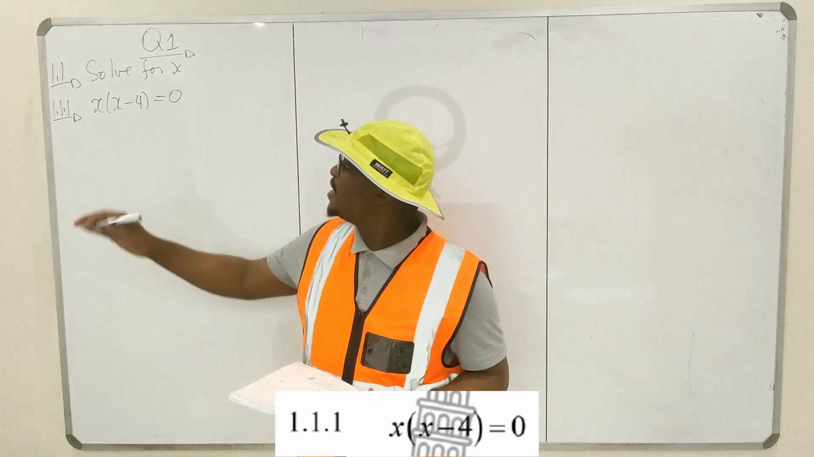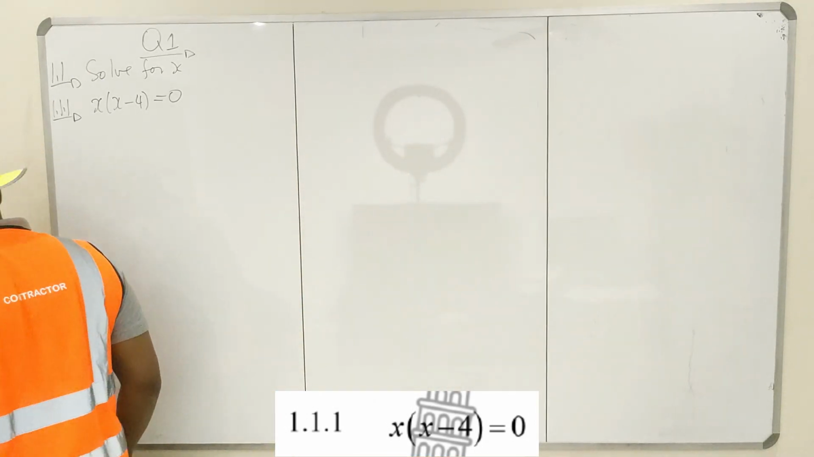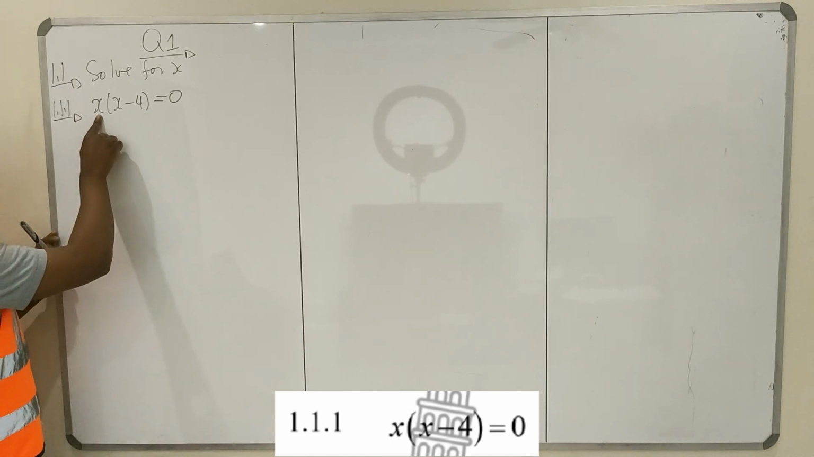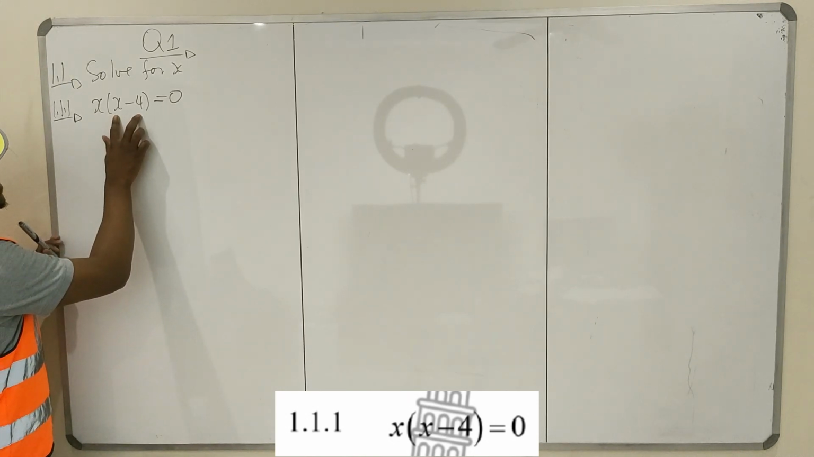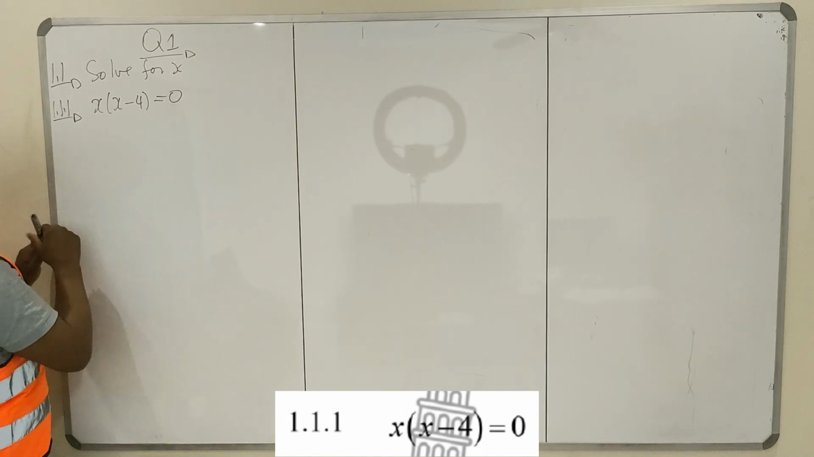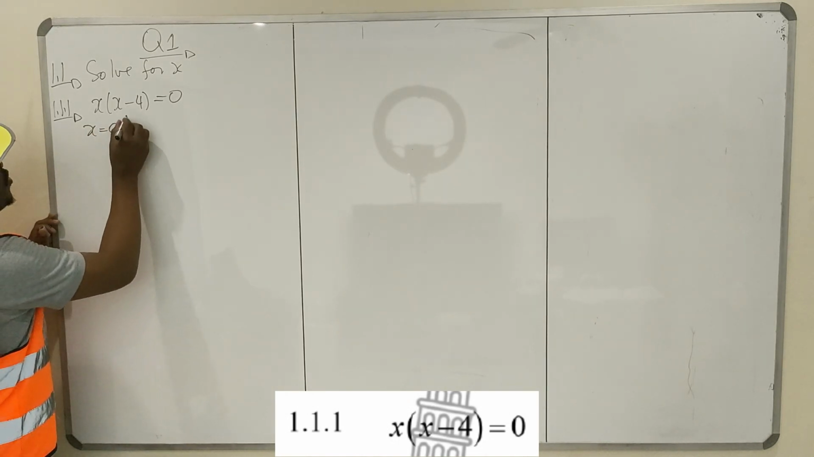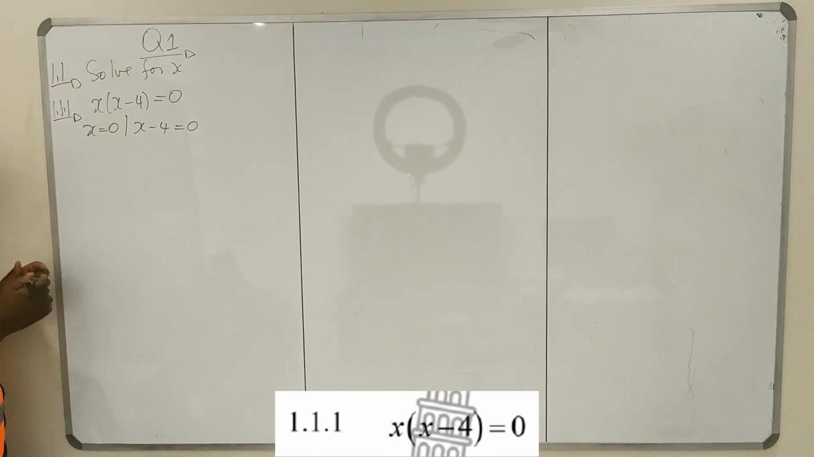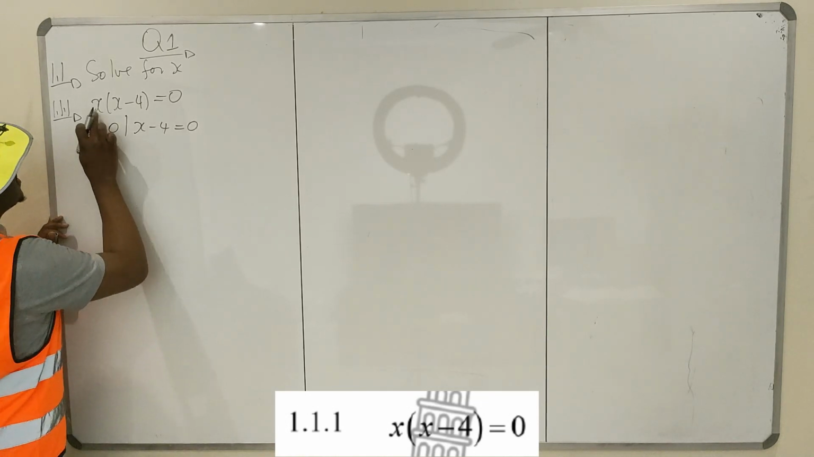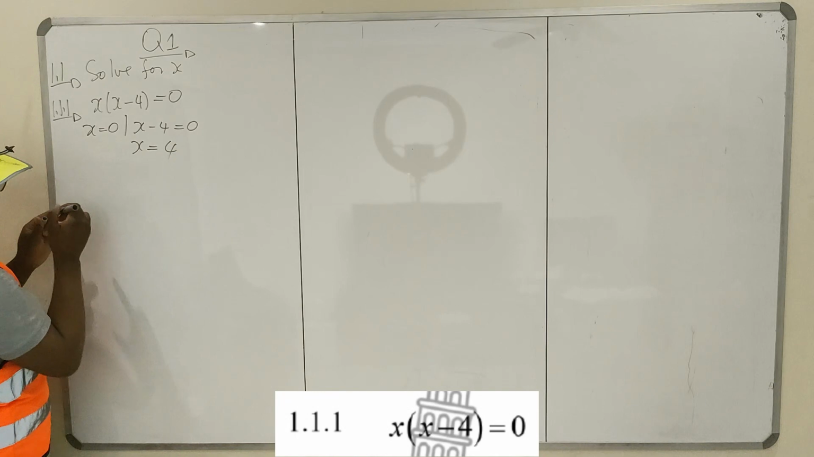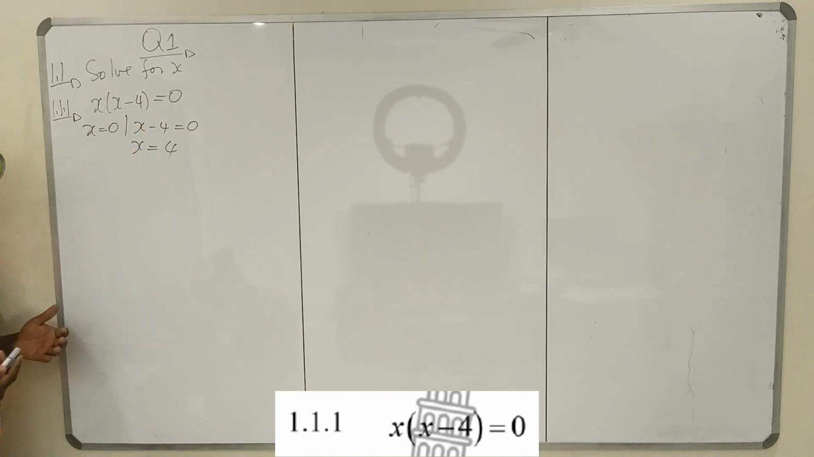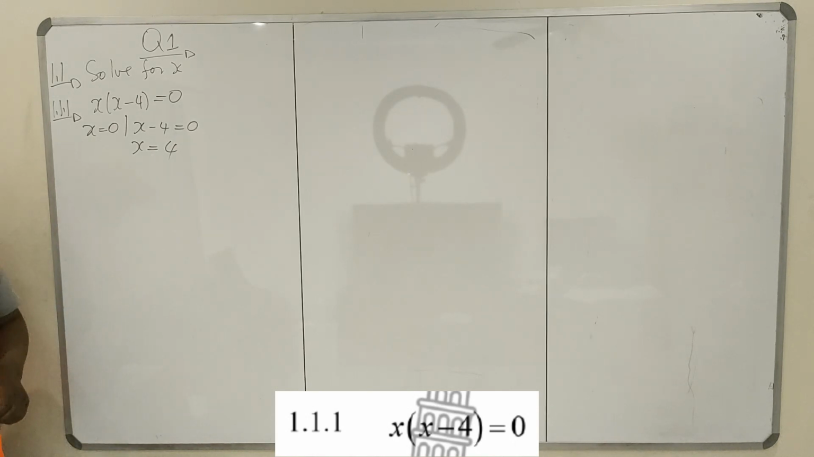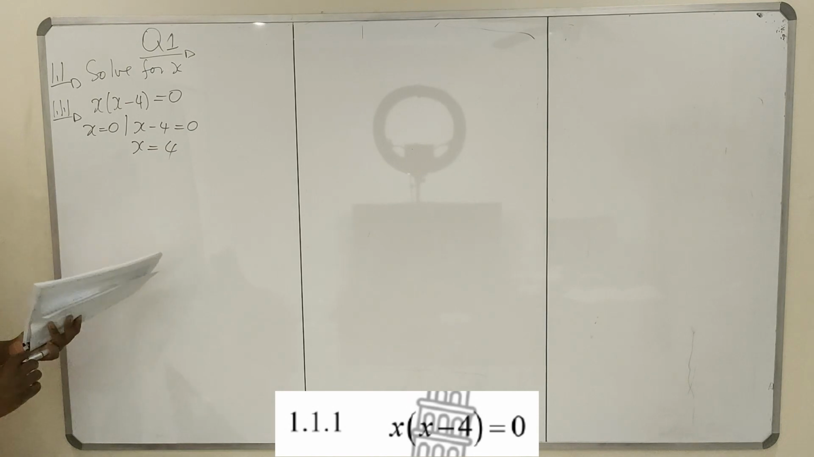1.1.1 solve for x. Here's the first one. You have x times this bracket, x minus 4. If the product of the two is 0, what that tells you is that your x is 0 or your x minus 4 is 0. One of the two should be 0, which means your x is 0 or your x is equal to 4. That's how you obtain that 0 condition. This is one of the easiest. You wish they gave you something like this all the time.